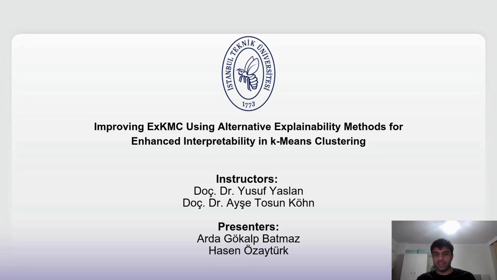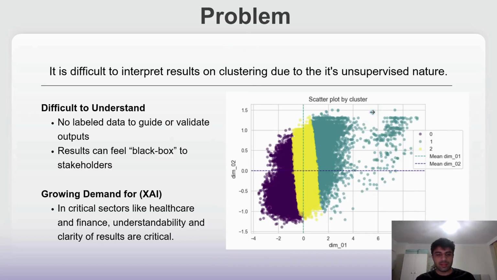Hello, I'm Arda. With my friend Hassan, we will talk about improving XKMC using alternative explainability methods for enhanced interpretability in K-means clustering. Clustering is unsupervised, so we have no labels to explain why data points group together in algorithms such as K-means. In fields like healthcare and finance, people need clearer and trustworthy results. Therefore, making explainable clustering is a critical topic.